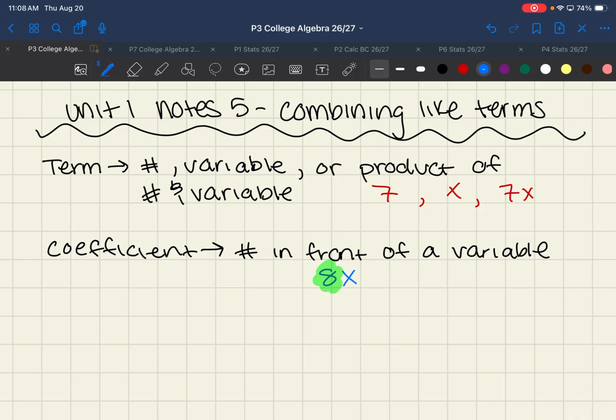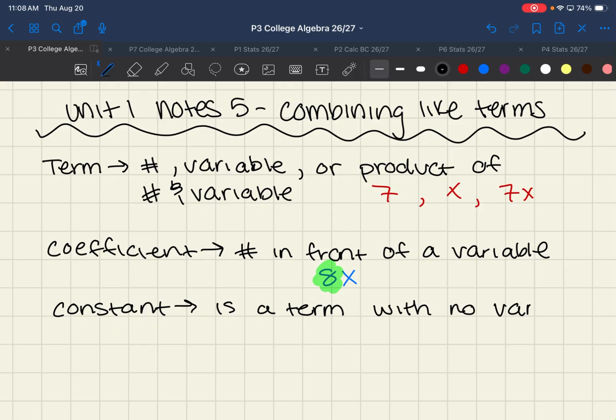The next one is a constant. A constant is a term with no variable. So pretty much a coefficient that's by itself. An example of a constant would just be a number, like the number 5. It's by itself.